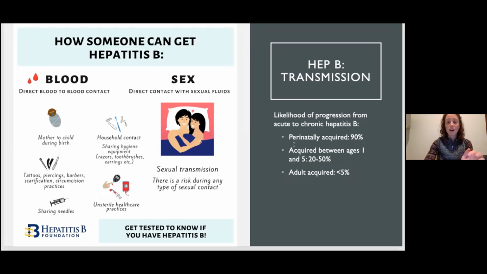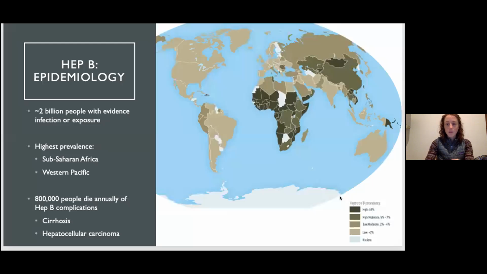So if someone is perinatally exposed, then you have a 90% chance of progression from acute to chronic Hep B. If it is acquired between the ages of 1 and 5, that rate goes to 20 to 50%. And if you're exposed as an adult, that rate is less than 5%. So if we look back at the places where chronic Hep B is endemic, people are mostly getting exposed through vertical transmission or through household contact while they are kids.